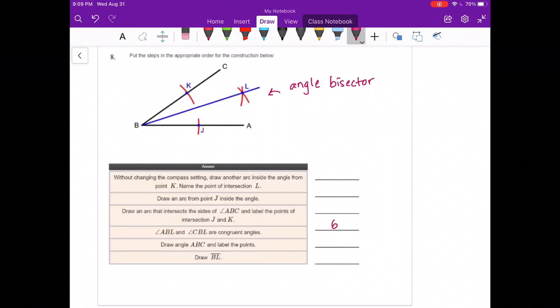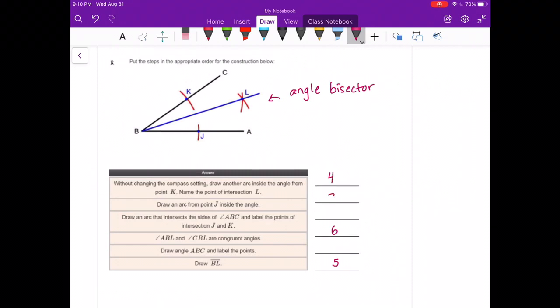We're going to continue to work backwards from there because before we can know that they're congruent angles, we have to draw our angle bisector. In the case of our picture, our angle bisector is the line BL. That's why this is step number 5. And when we continue to work backwards from there, we can obtain all the steps in the correct order. And this is how we complete problem number 8.